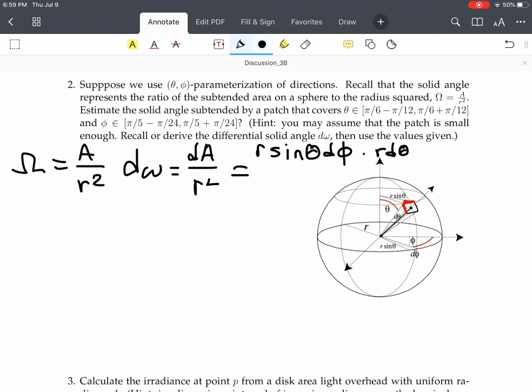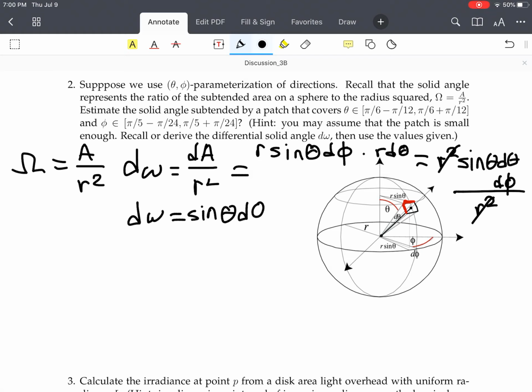Okay? Which is equal to r squared sine theta d phi. But keep in mind that we're dividing by r squared, so that hangs out on the bottom. So this is all over r squared, and this is going to go away. What we can do is write d omega is equal to sine theta d theta d phi. All right.